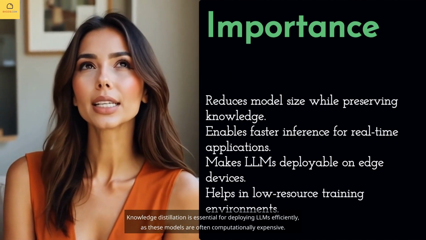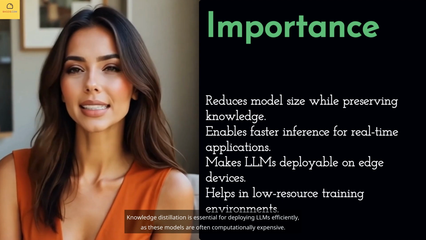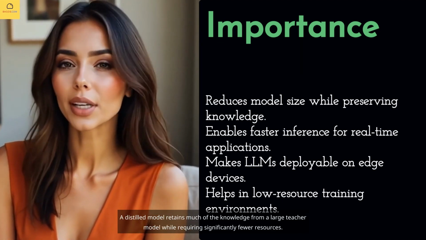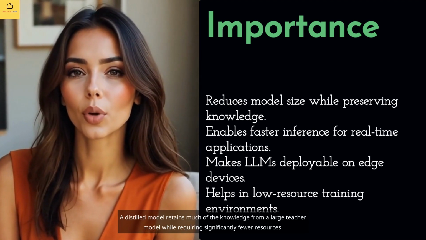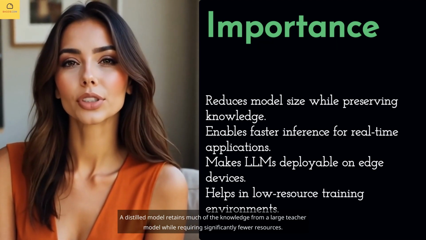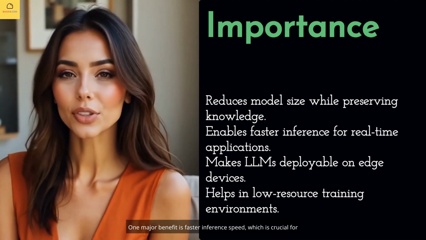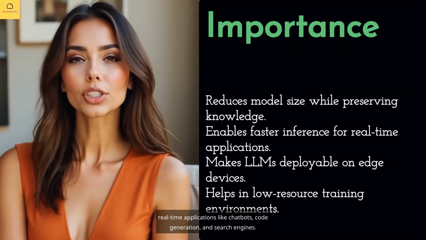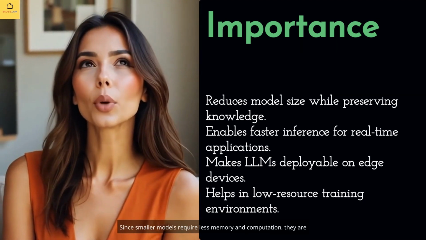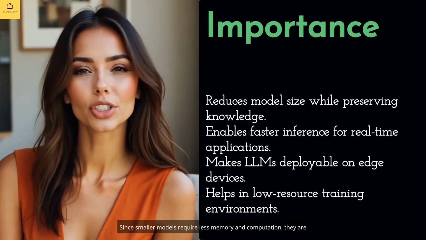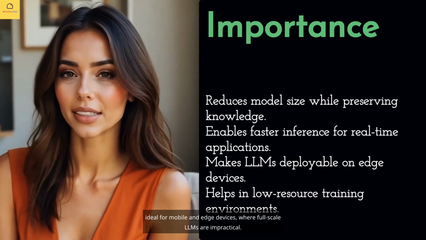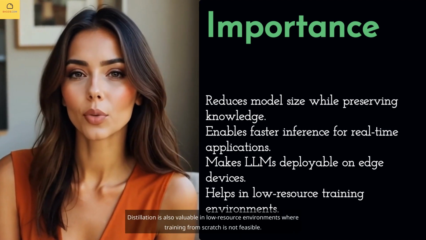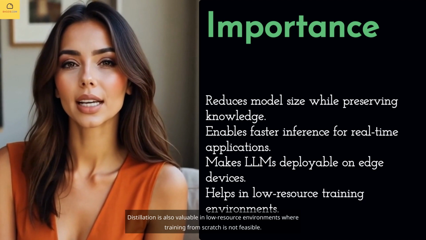Knowledge distillation is essential for deploying LLMs efficiently, as these models are often computationally expensive. A distilled model retains much of the knowledge from a large teacher model while requiring significantly fewer resources. One major benefit is faster inference speed, which is crucial for real-time applications like chatbots, code generation, and search engines. Since smaller models require less memory and computation, they are ideal for mobile and edge devices where full-scale LLMs are impractical. Distillation is also valuable in low-resource environments where training from scratch is not feasible.